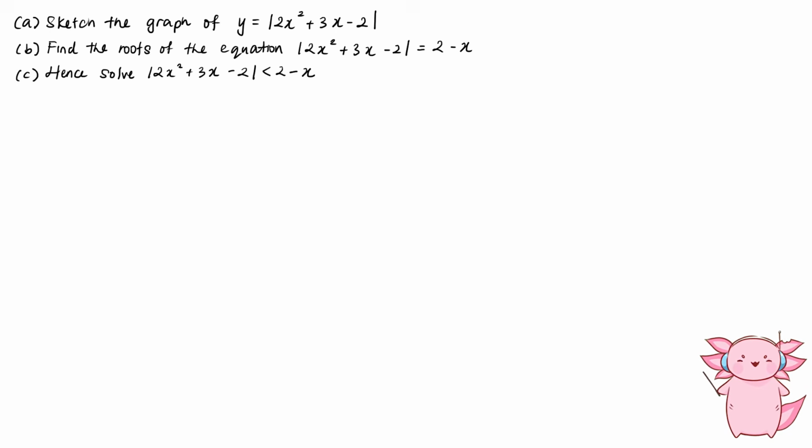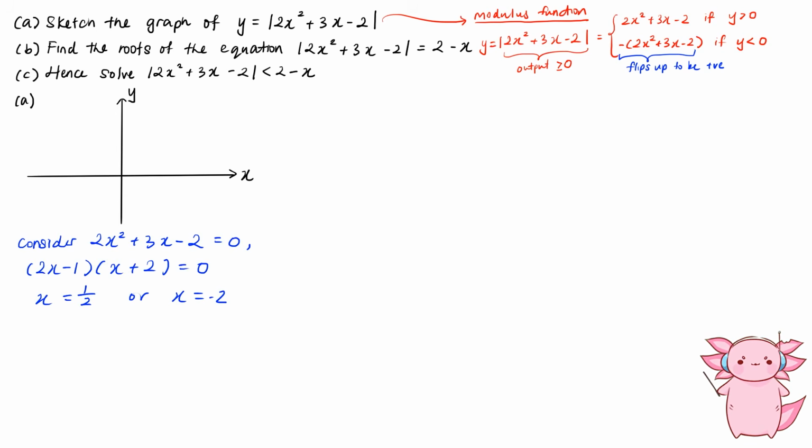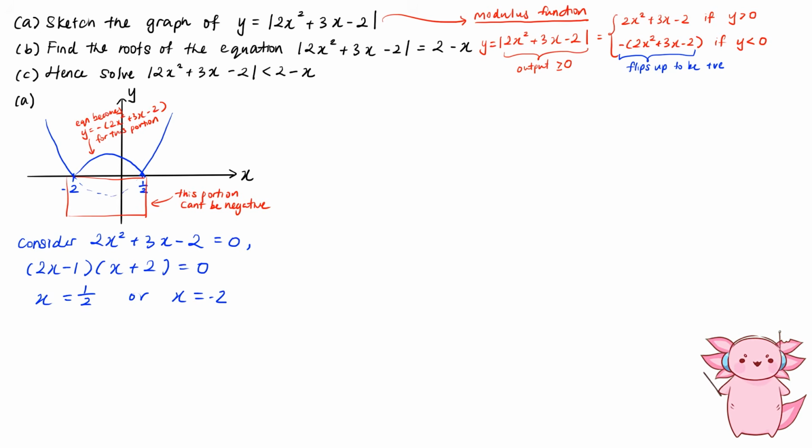Now, introducing the modulus function, where it just means that everything in this graph has to be flipped up to be positive. Now, let's not worry about the modulus for now. This quadratic equation over here, we can get the roots of -2 and 1/2, so we know that the graph looks something like this. But since this region over here can't be negative, it has to be flipped up along the x-axis to be positive like this, and ta-da, we have our graph.